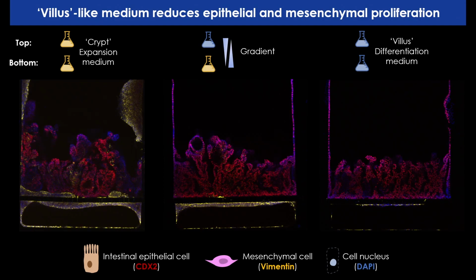And after exposing the system to the gradient condition, we reduce these mesenchymal cells. And after exposing to villus medium, we further reduce these mesenchymal cells, and only very few are left, together with a reduction in the epithelial tissue. So it seems that this gradient condition is a good way to preserve your epithelial cells as well as your mesenchymal cells and restrict these to the bottom side of the system.